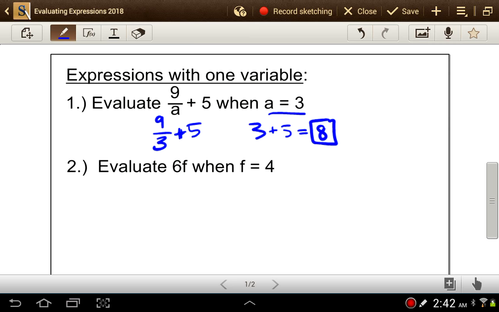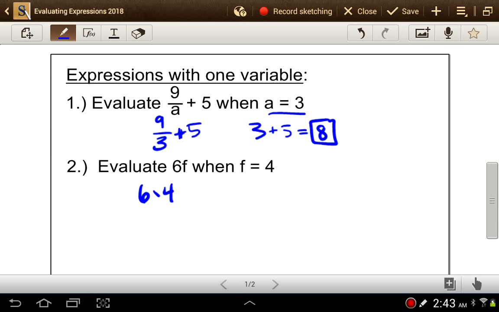6f when f equals 4. Well, I have a 6, and then the f represents 4, so I'm going to substitute that, but there's no operation there. What is my operation that I'm going to choose? Well, when I say 6f, that means 6 times f. Anytime you have a number, which is the coefficient, that's being multiplied to the variable, thinking back to our vocabulary lesson, that represents multiplication. It's the coefficient is multiplied to that f.